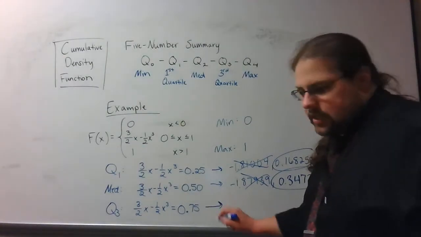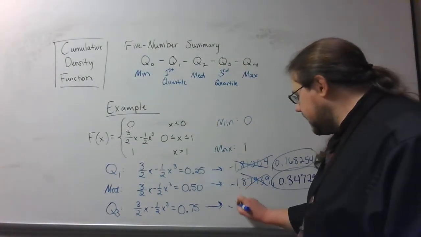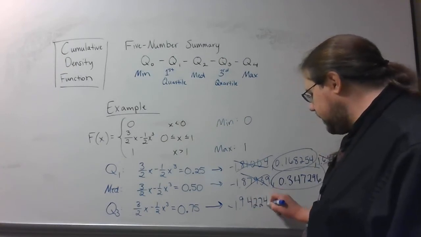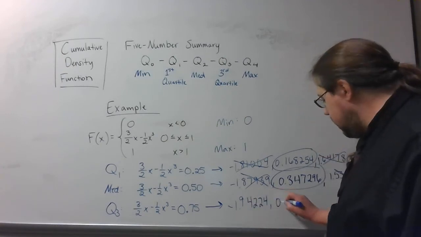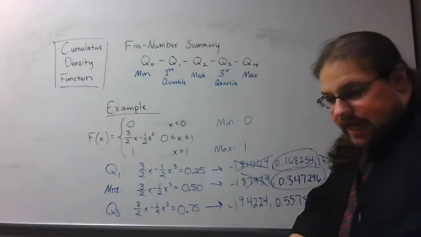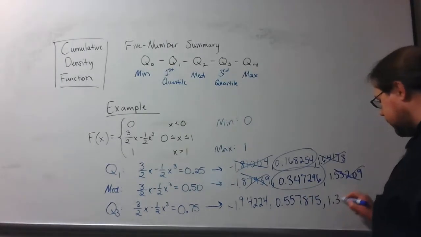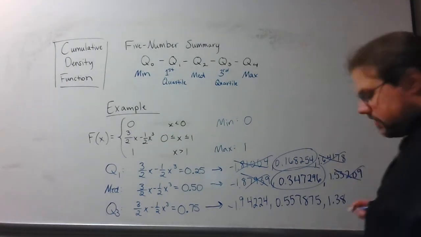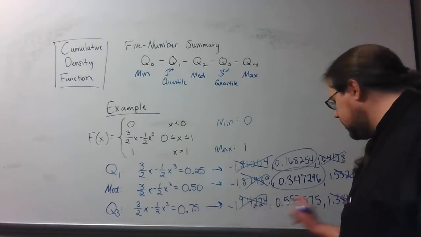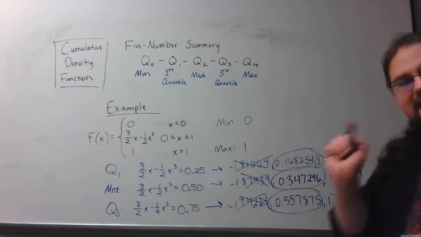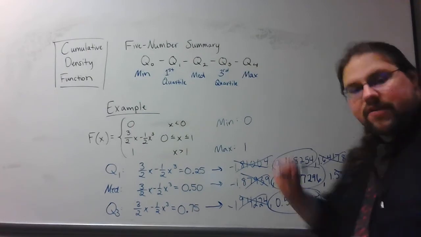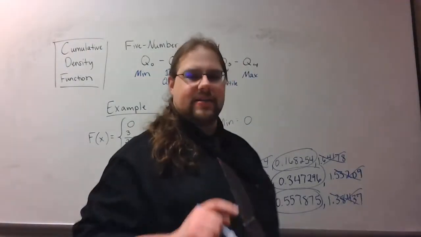And the last one is negative 1.94224, 0.557875, and 1.38437. Again, too big, too small, just right. So 75% of the time I will sell 0.557875 or less tons of gravel.